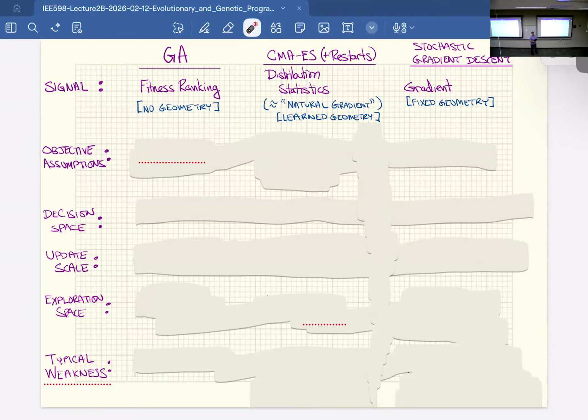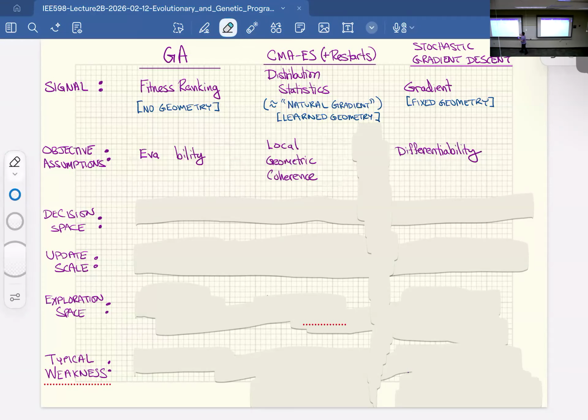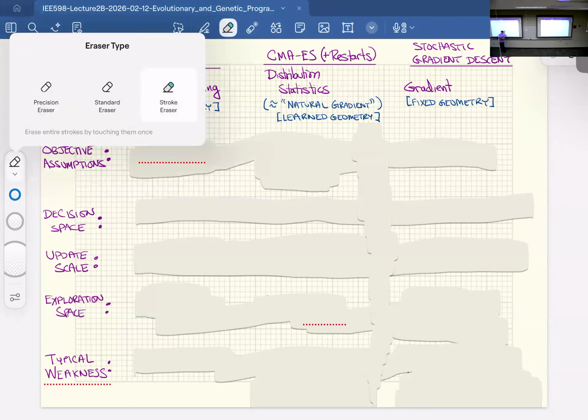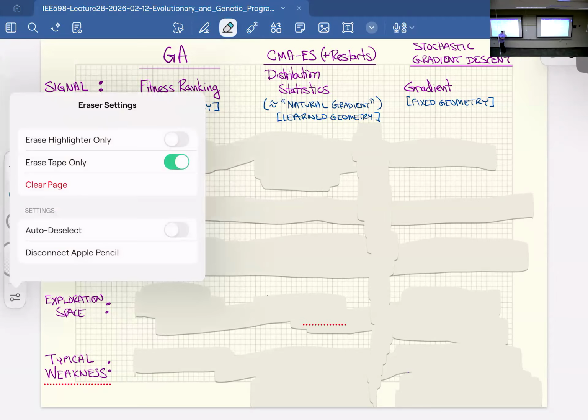Questions about that? Yes. All right, so that's the information scale. And then what assumptions do we make? And that's, oh, I think I know. I think my eraser is configured to erase too much right now.